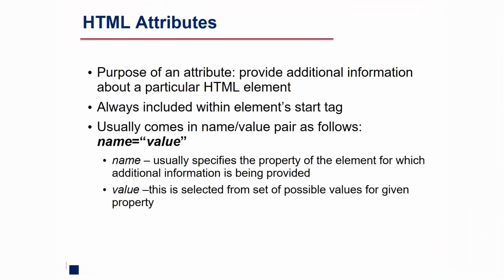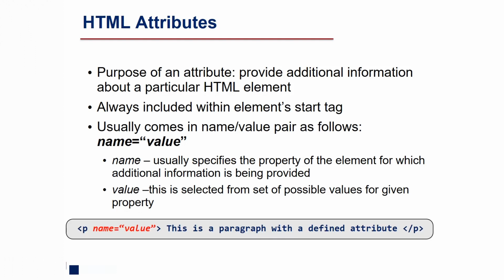We're going to do that using what's known as HTML attributes. Every HTML element or tag can have additional information provided as attributes, which come in name-value pairs. The name specifies some sort of property of the element, and then the value is the value of that property. In this example at the bottom of the slide, we have the P tag, or paragraph tag, and we can specify some named attributes, and then it's equal to some value.